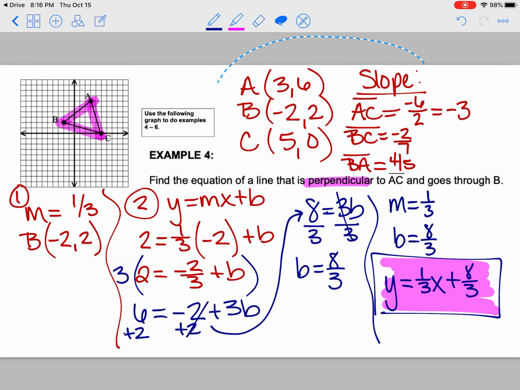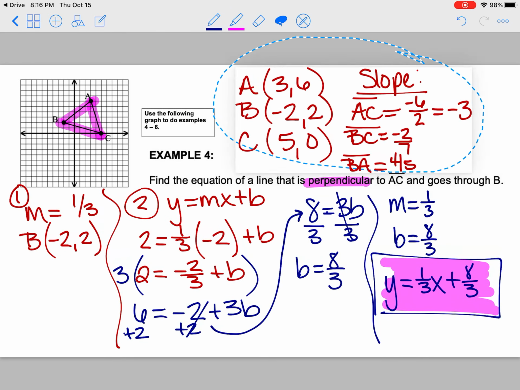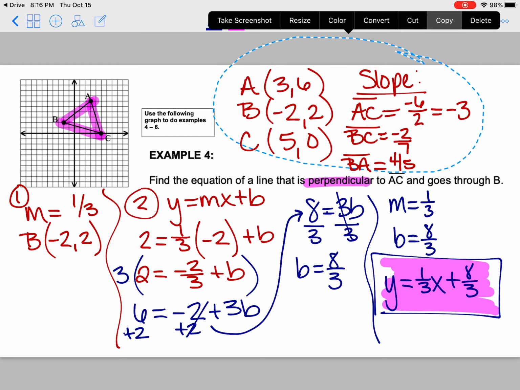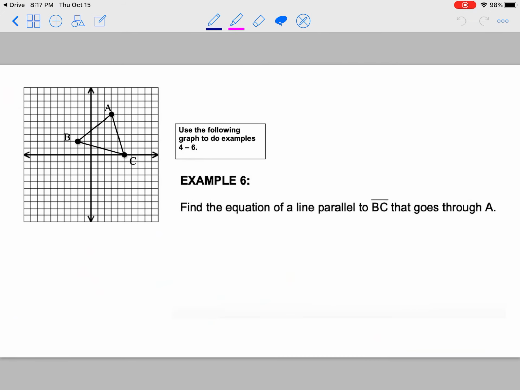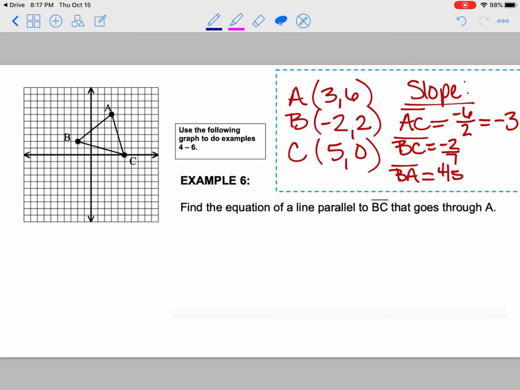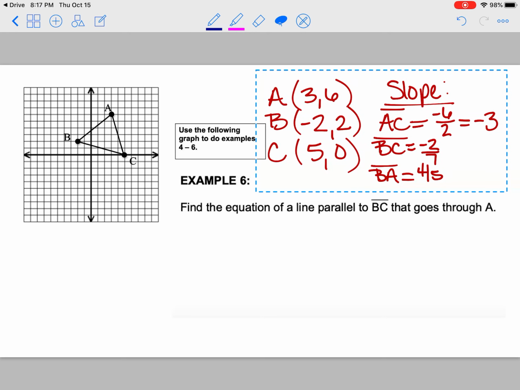Okay, last one. I'm going to go back here, get all of this so that we have it here. Okay, so last one here. We're writing an equation of a line parallel to BC that goes through point A. So this one, we don't have to do bisectors, midpoints, or anything like that.